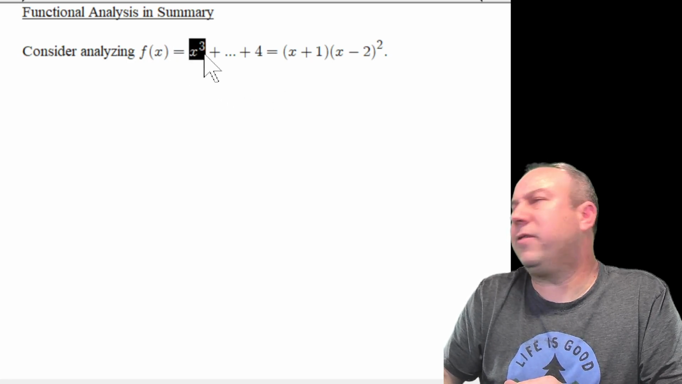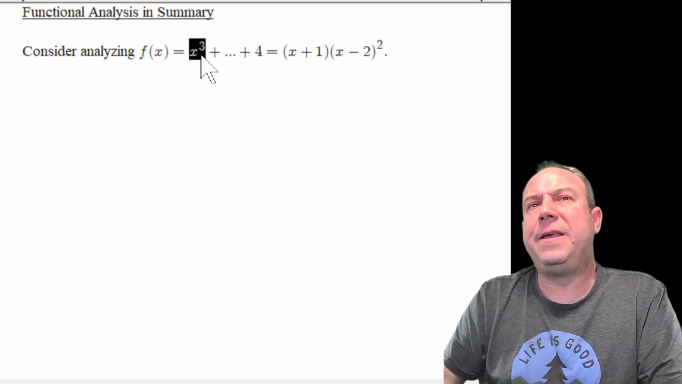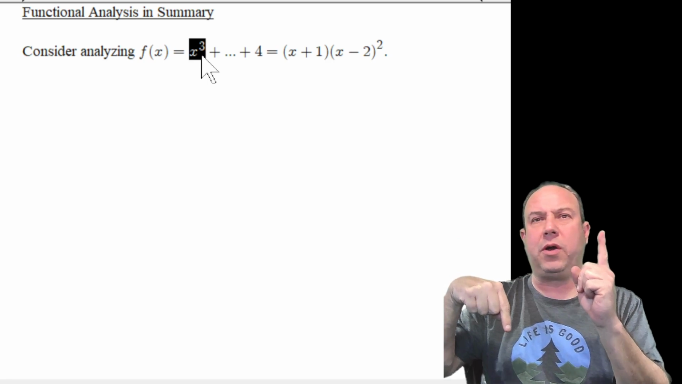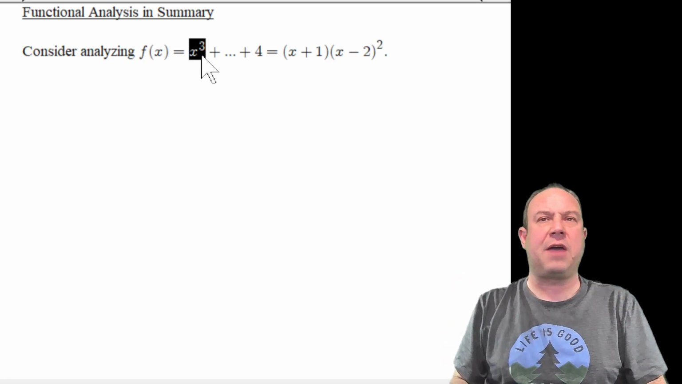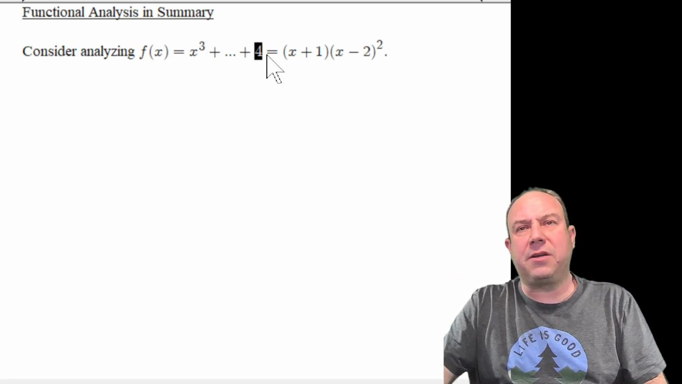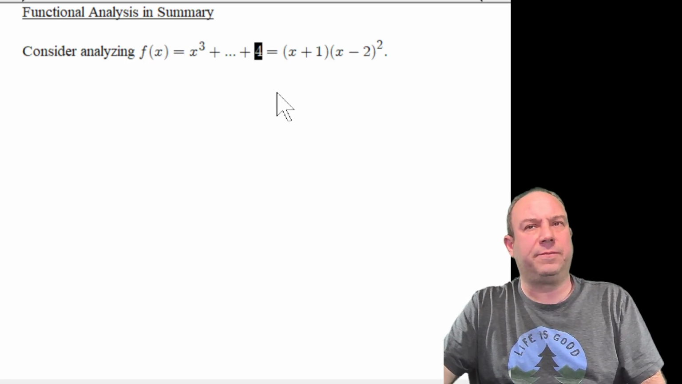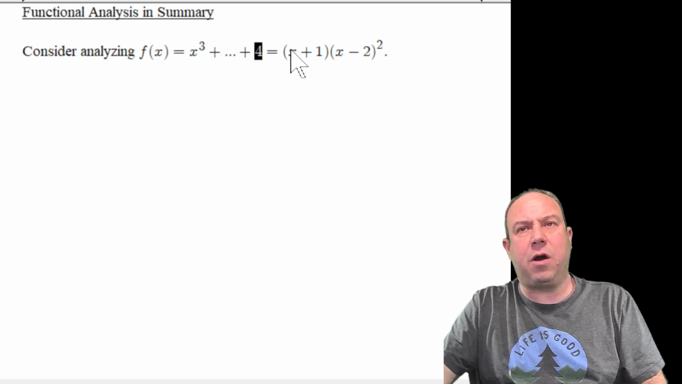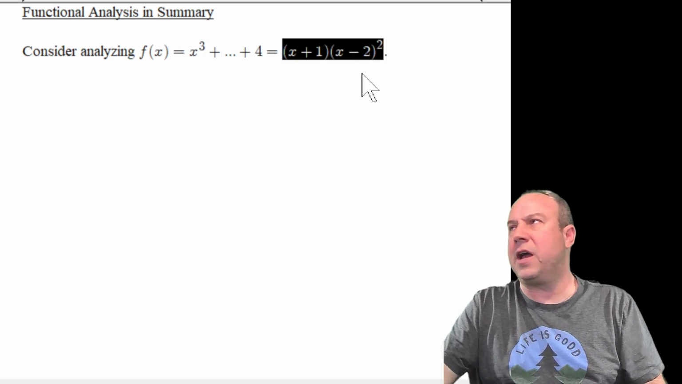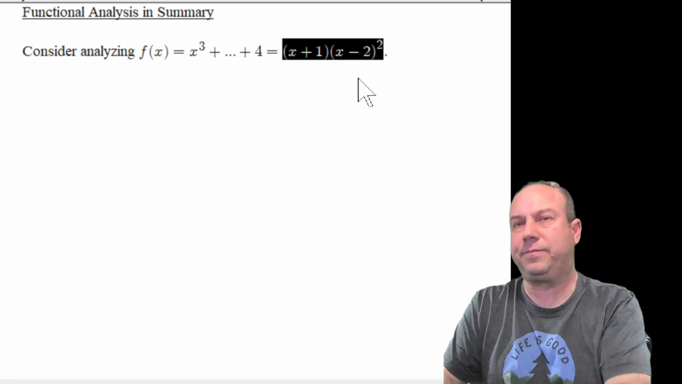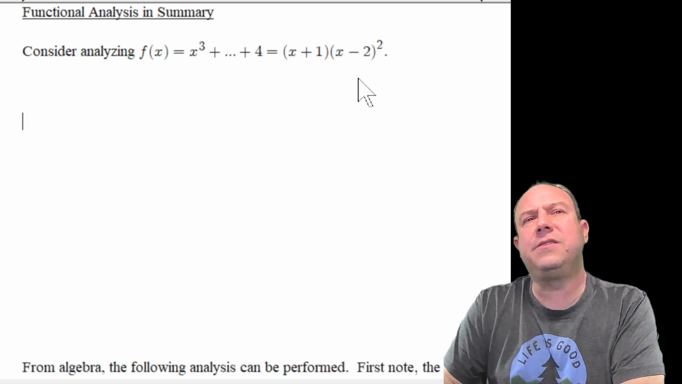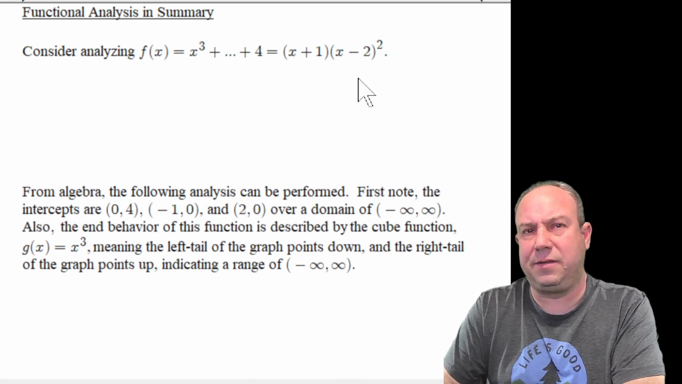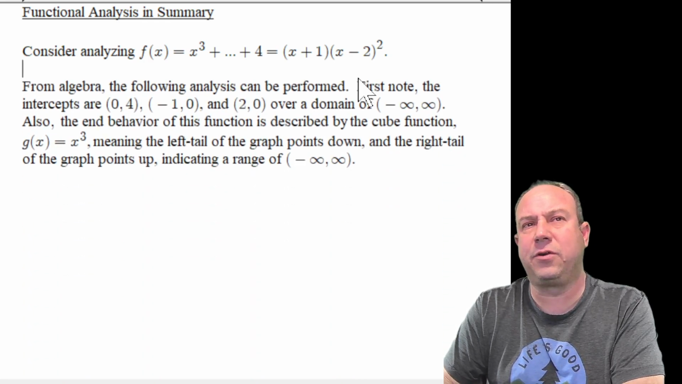Here, the end behavior resembles the cube function, meaning the left end will point down and the right end will point up. It'll look a lot like the cube function in that regard. And we will expect also a y-intercept at 4. So right there, we already have our end behavior, our y-intercept, and some knowledge of our x-intercepts in this function. That is all information that we gain from algebra, and that is the first bit here in my summary.